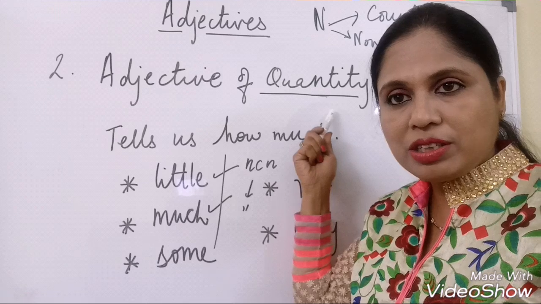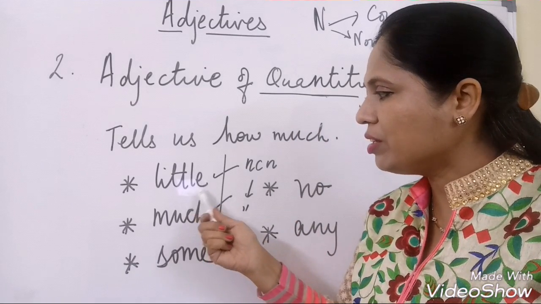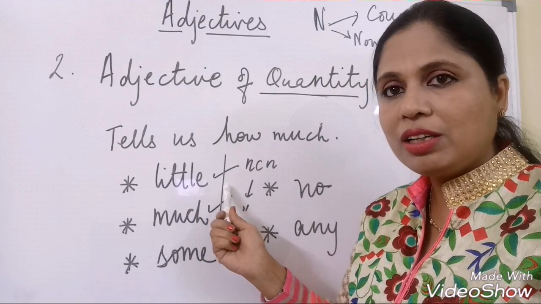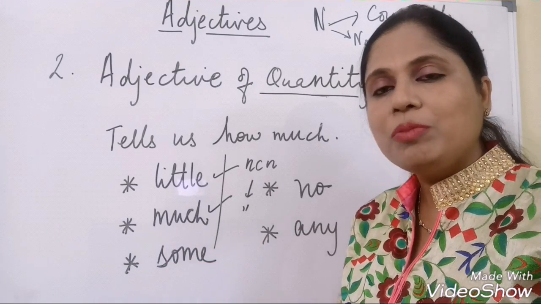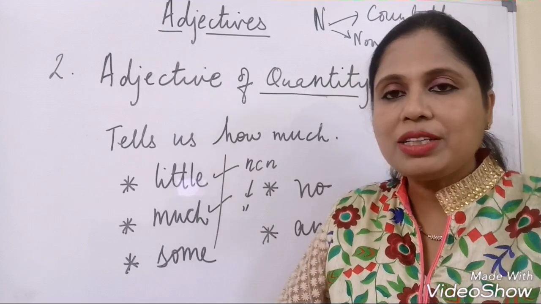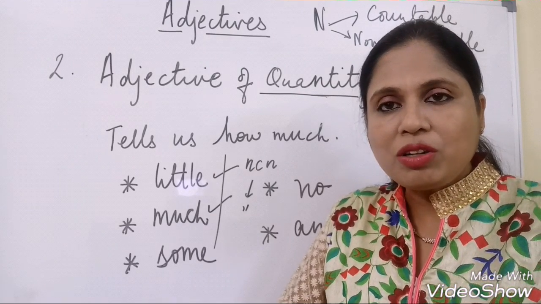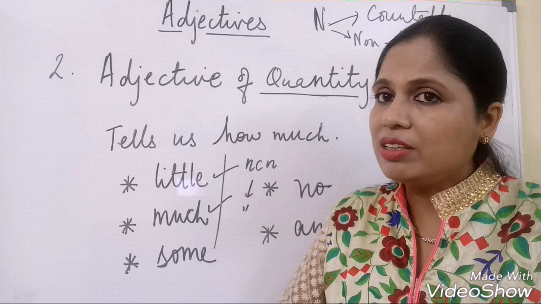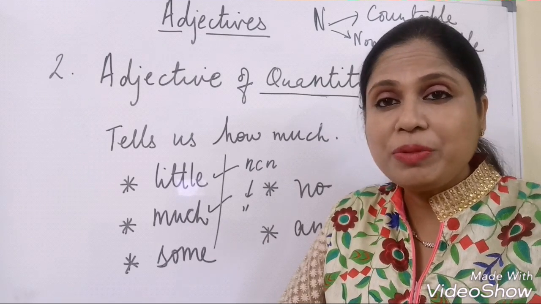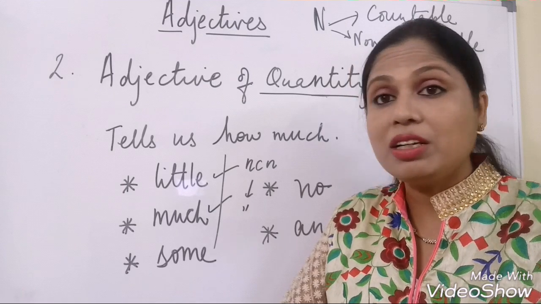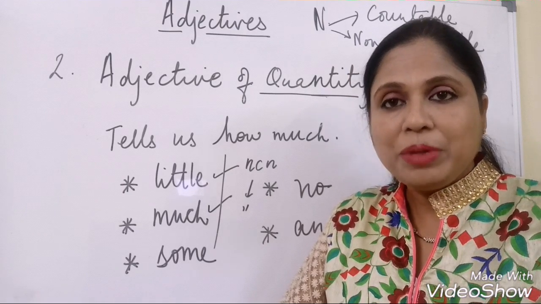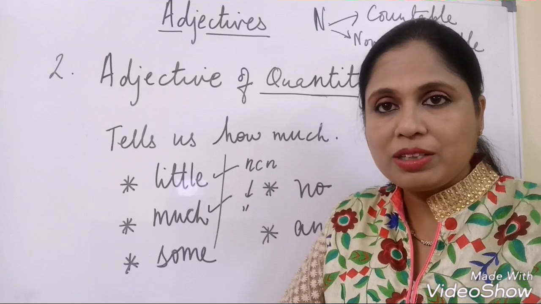So if I have a non-countable noun, I make use of the words, that is the adjectives of quantity. Let's look at this word, little. Little means less in quantity. Much means more in quantity. For example, I say there is little water in the jug. I can say there is little, which means some, tea in the teapot. I can also say there is much water in the jug, meaning to say that the quantity is great.